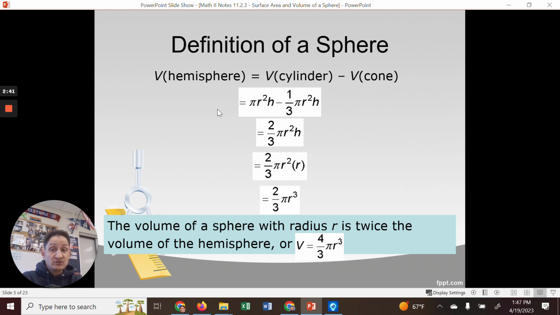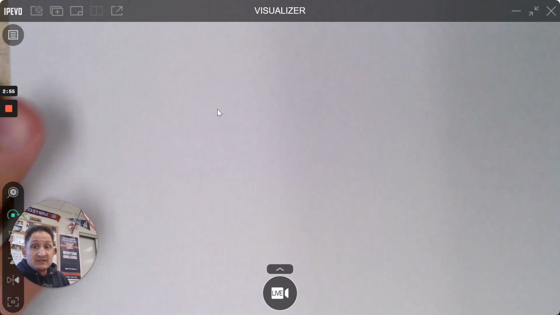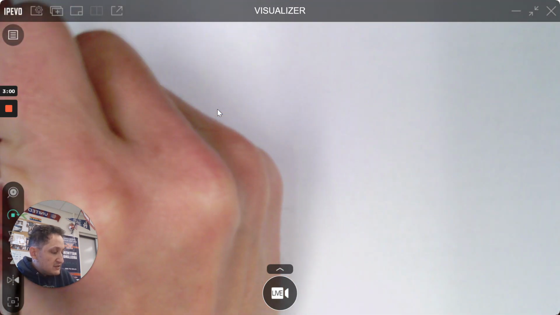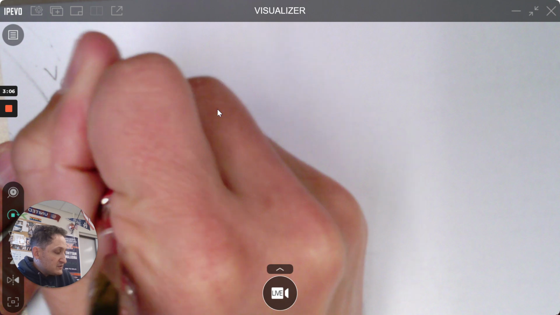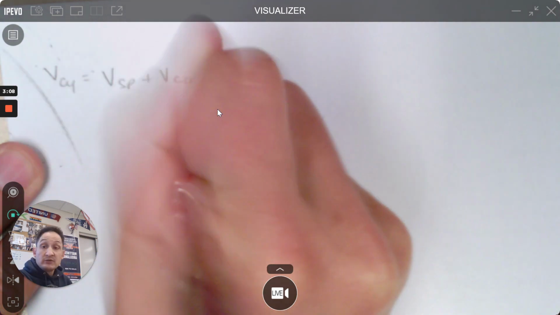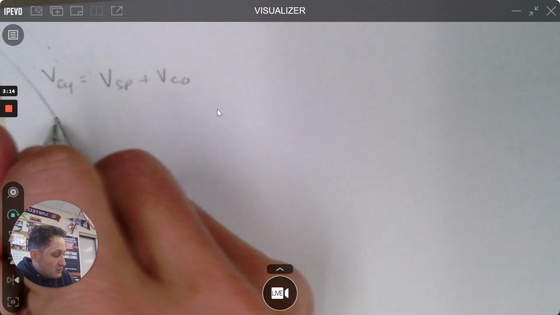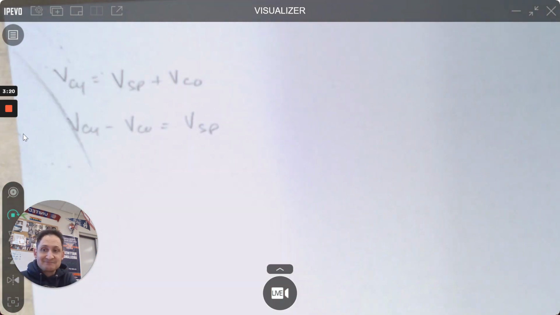What did we do? Well, yesterday, you'll recall, we realized that the volume of a cone plus a sphere was exactly the same as the volume of a cylinder. So we have the volume of the cylinder equaled the volume of the sphere plus the volume of the cone. If we're going to find the volume of the sphere, let's move the volume of the cone over. Volume of the cylinder minus the volume of the cone, because I'm moving it over, and I'm solving for the volume of a sphere.